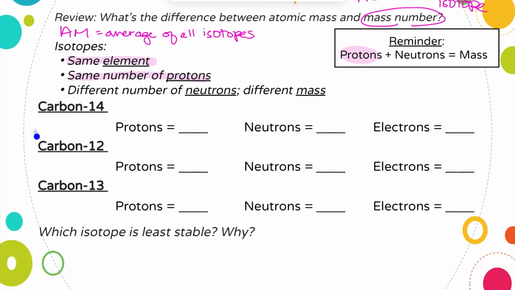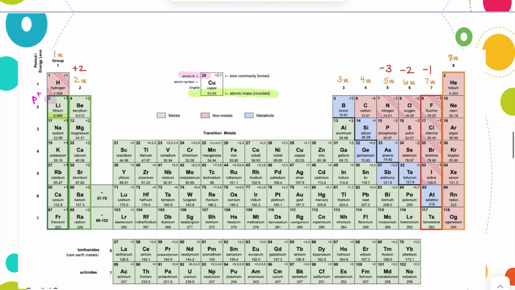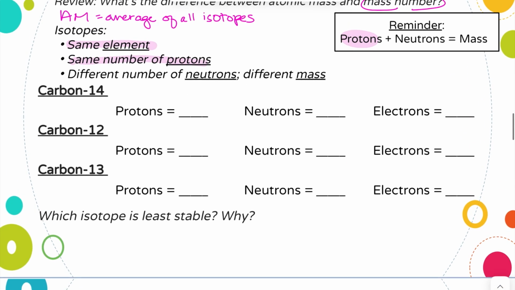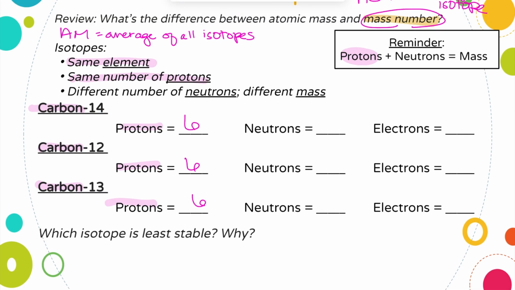So if we look at carbon-14, carbon-12, and carbon-13, here's carbon on my periodic table. Carbon, it says 6 here. Our atomic mass is 12.01, but if something is carbon, that means it's going to have that same number of protons, which is 6 protons. This notation is going to tell us the name, and then the number after that is telling us the mass number for that specific isotope.